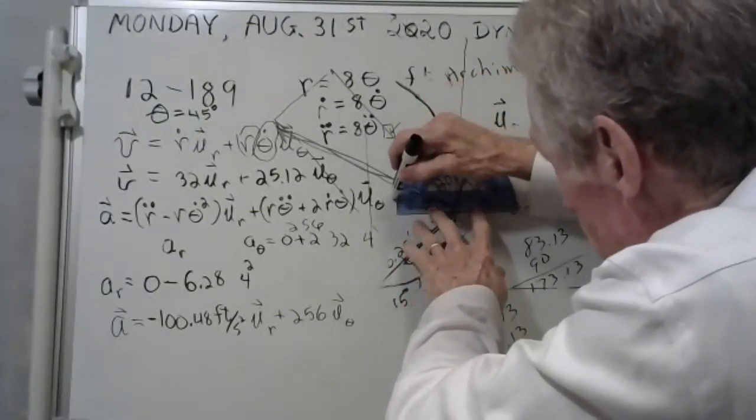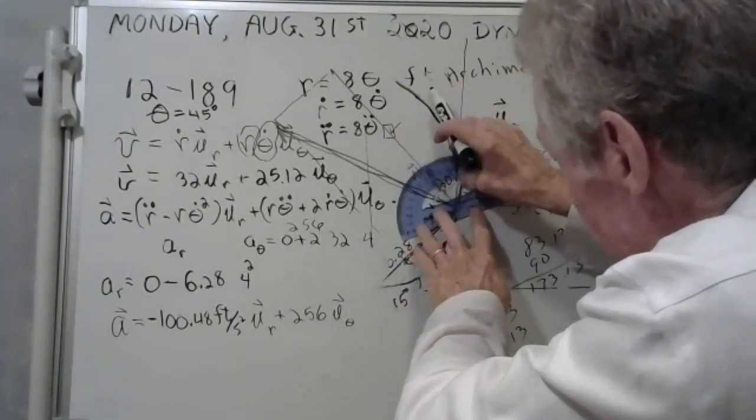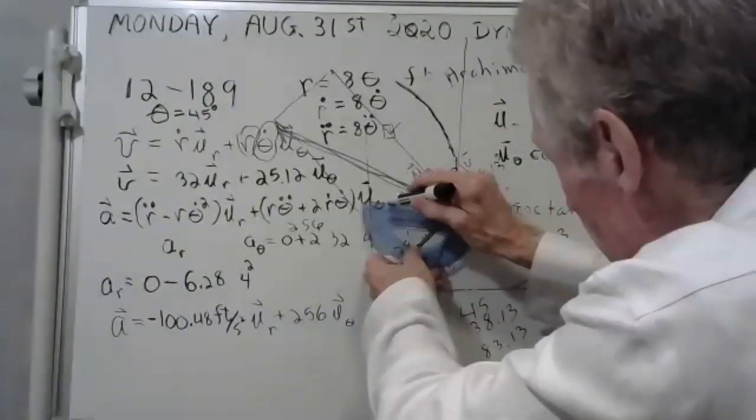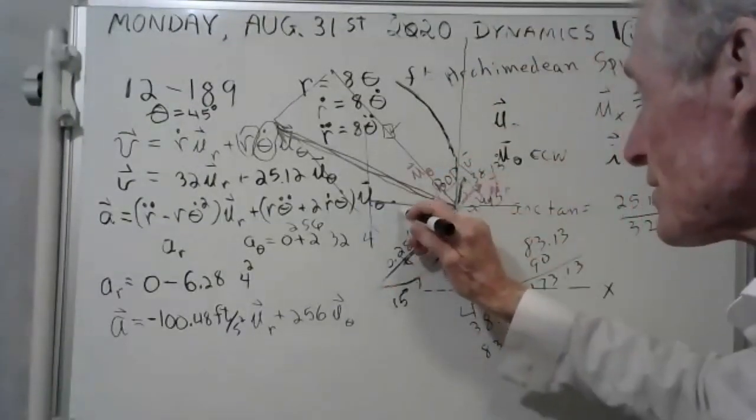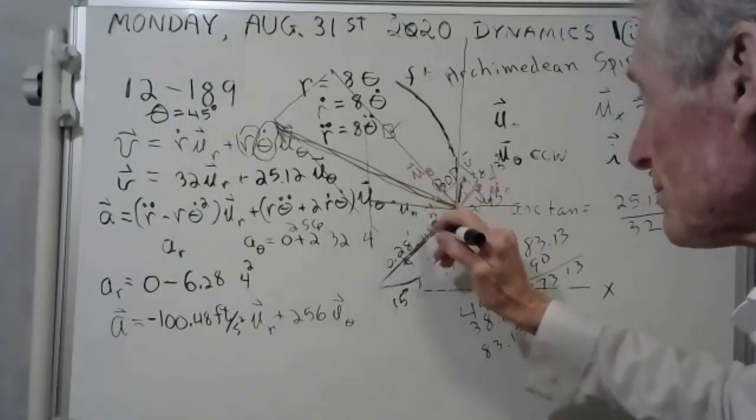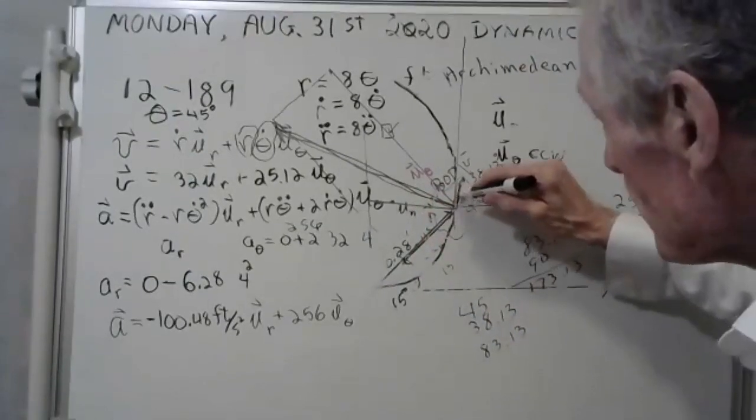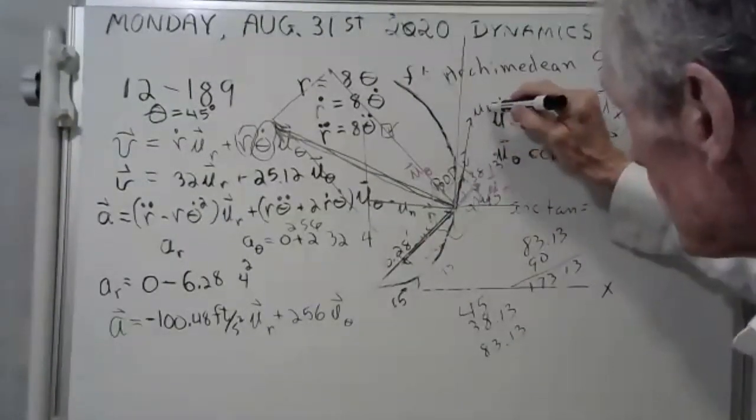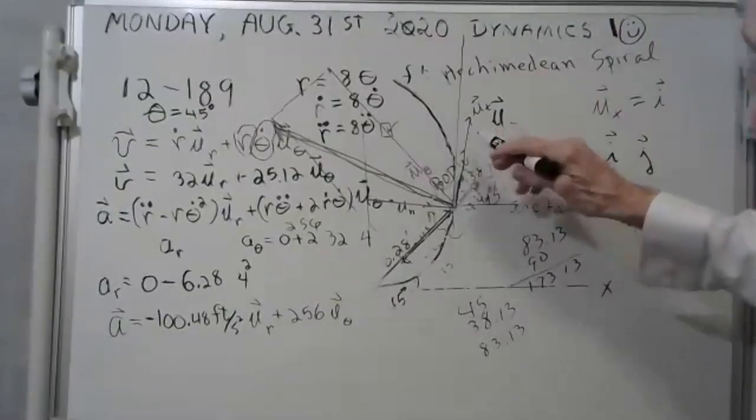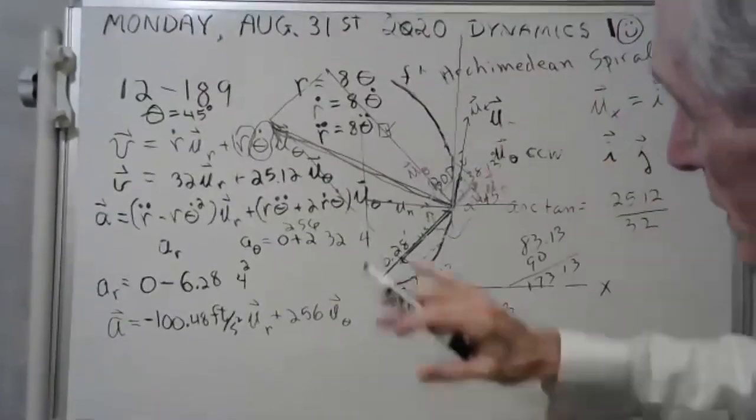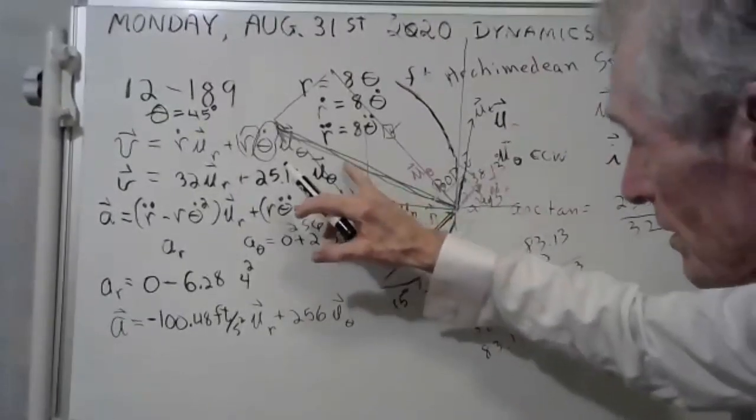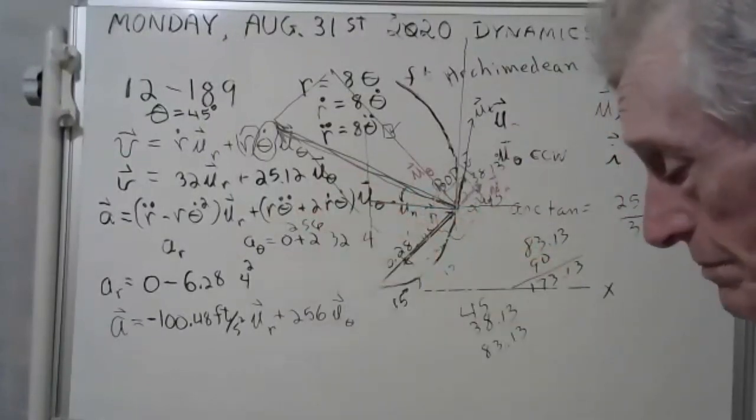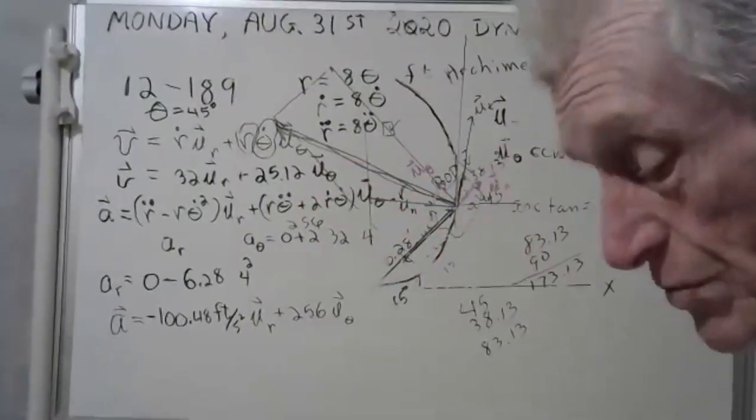173.13 is right here. This is getting awfully messy. But you know what that is? That's your normal acceleration. Now we know where the tangential acceleration is going, this way. There's your tangential acceleration. It's in the direction of your velocity. But can you see that the acceleration has an angle with the normal unit vector? That means you're speeding up.